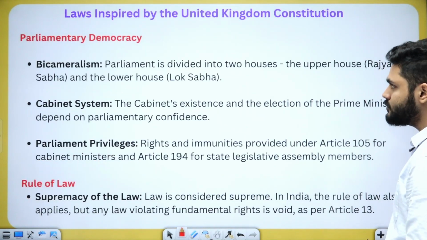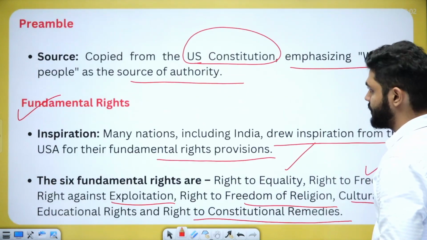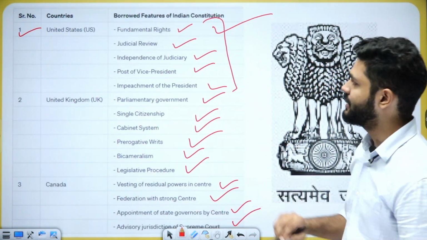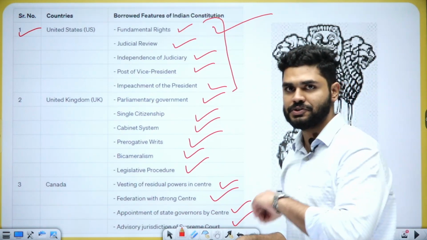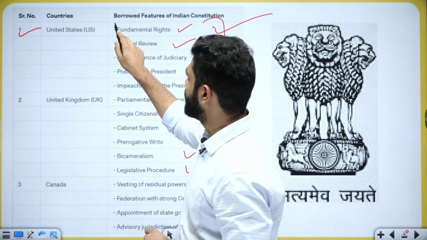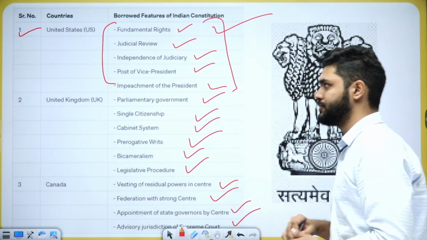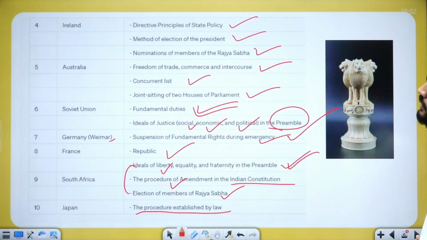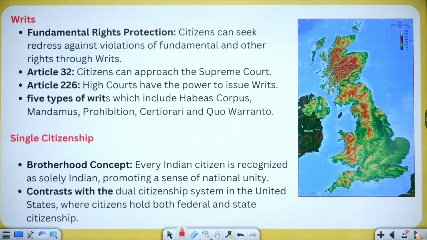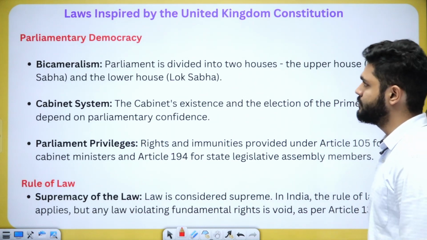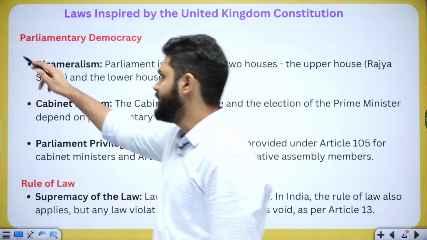Okay, so we have completed the United States of America, and the major provisions which have been borrowed from it into the Indian Constitution. Now we are going to talk about the United Kingdom. So here, laws inspired by the United Kingdom. Number one is parliamentary democracy.